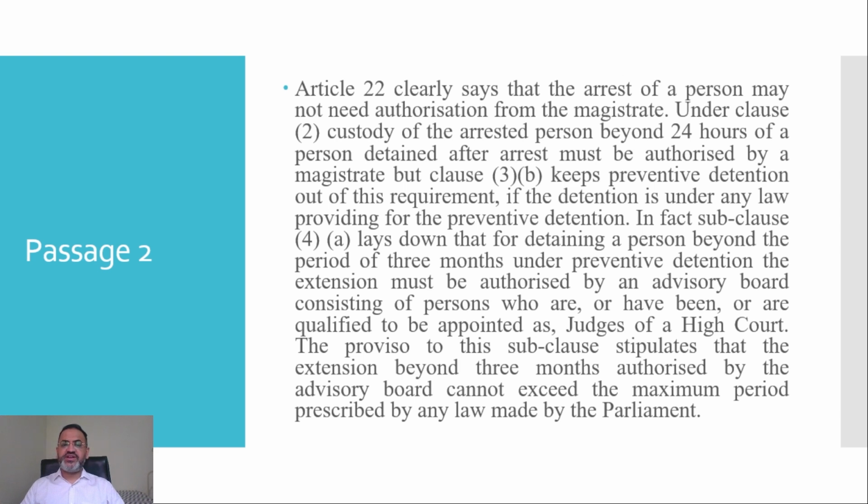But clause 3(b) keeps preventive detention out of this requirement if the detention is under any law providing for preventive detention. So clause 3(b) does not have the requirement of clause 2 of Article 22, which provides that if the detention has to exceed beyond 24 hours, then a magistrate's approval would be required. 3(b) of Article 22 says that if the detention is preventive and it is under a law providing for preventive detention, then in that case, the authorization from the magistrate would not be required, even if the detention has to go beyond 24 hours.